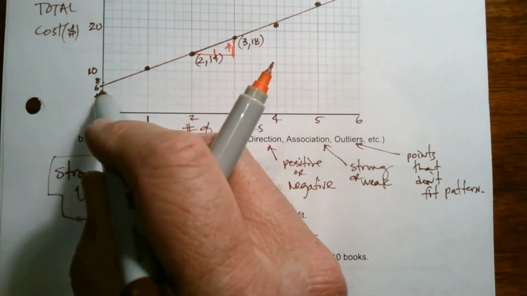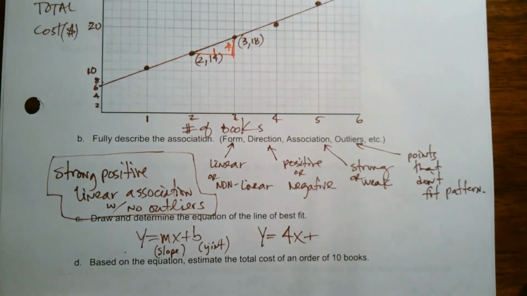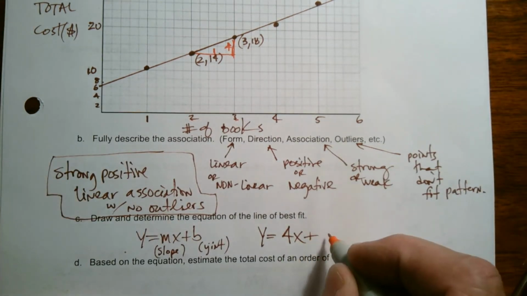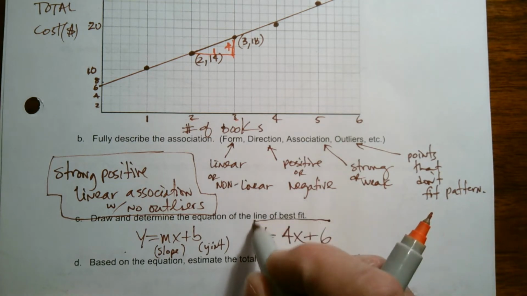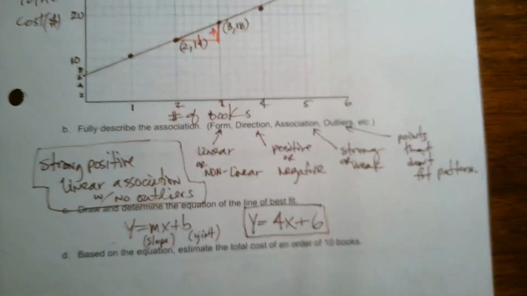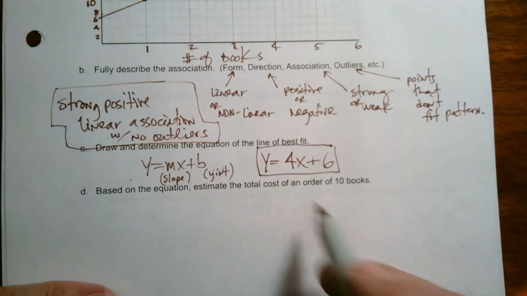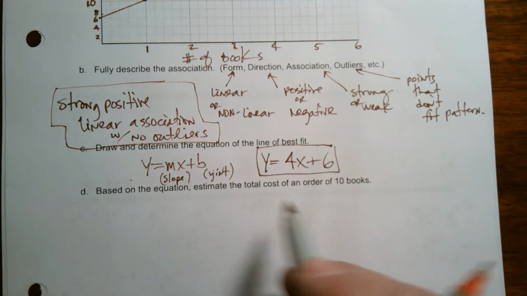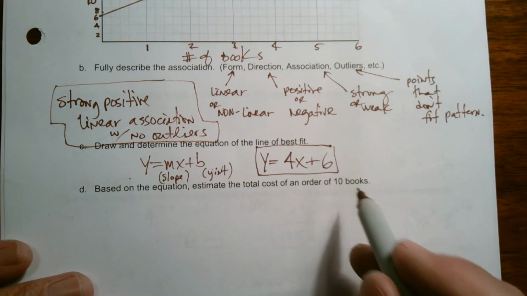Well, where does this look like it's crossing? To me, it kind of looks like it's hitting at 6. So it's at 6 it would go through, so I'm going to say plus 6. So this is one possible line of best fit. Okay, there's other ones if you pick different points to go through, but I think that's a nice one there. So then, based on this equation, estimate the total cost of an order of 10 books.